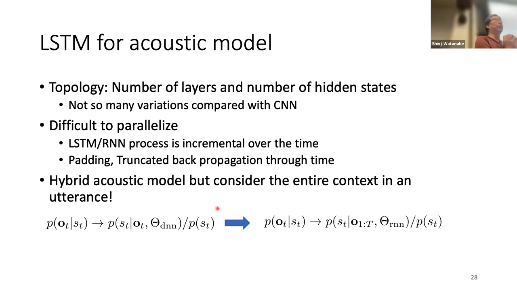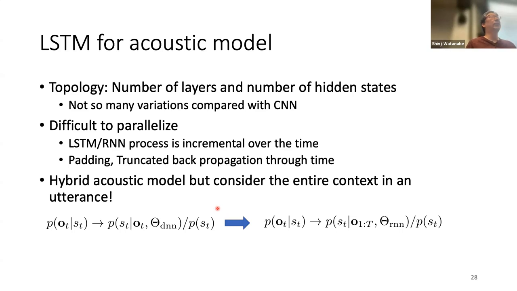By the way, compared with CNN, LSTM doesn't have so many configuration options, just the number of layers and the number of hidden states and so on. So it does not have so many variations of the configuration. So this is probably another reason that initially, after the feedforward neural network was successful, speech people started to use LSTM rather than CNN.